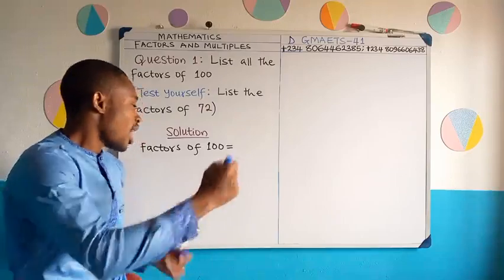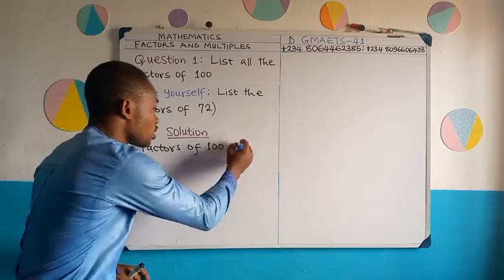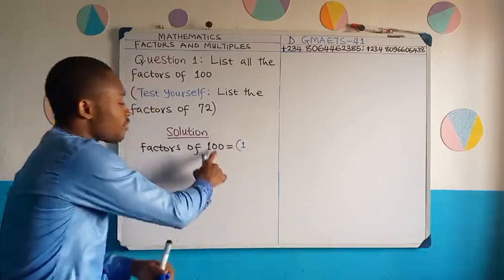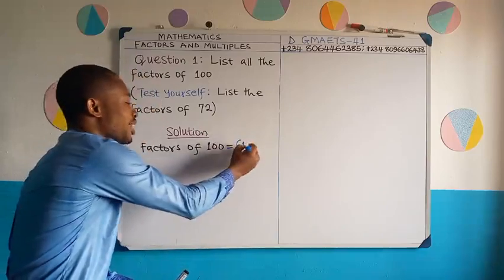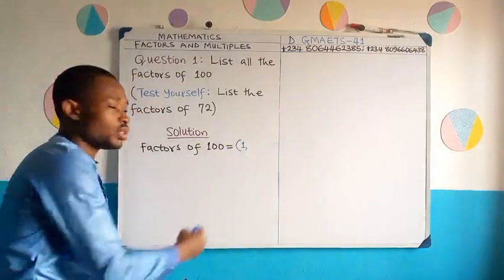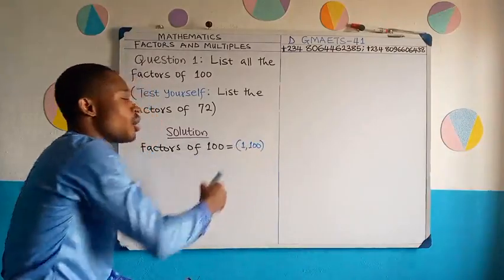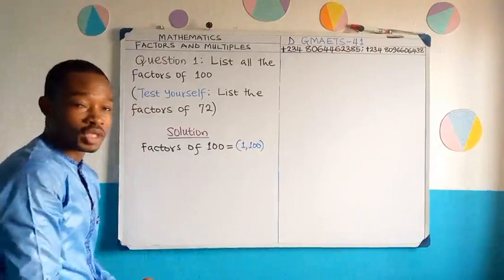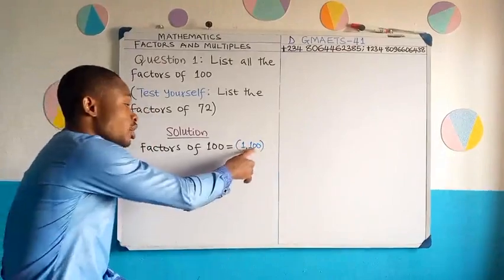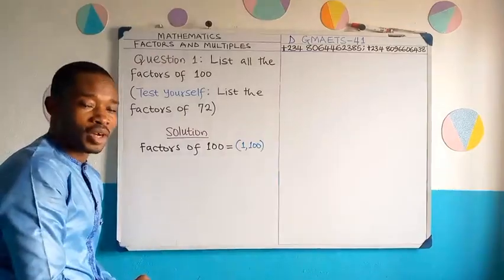Starting with 1 as a factor of 100, this is going to give me 1. I'll now ask myself, 100 divided by 1, what will I get? It's going to give me 100. 100 divided by 1 will give me 100. Okay, so 1 and 100 are factors of 100. And that is true because if you do 1 times 100, you will get 100.